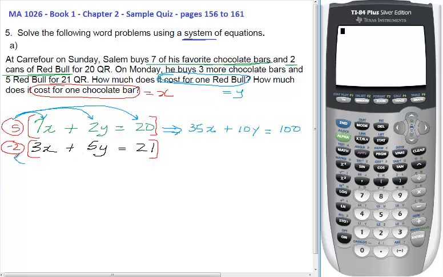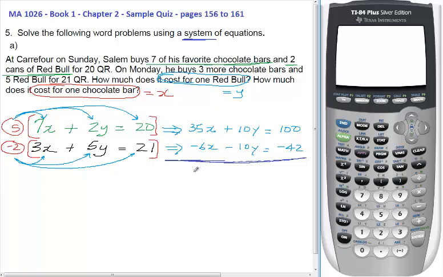Now I'm going to repeat that with the bottom equation. -2 times 3x, I got -6x. -2 times 5y, that's -10y, equals -2 times 21, which is -42. So you can see I have both equations rewritten. Now we're going to add those equations together, and hopefully something cancels if we did it right. Let's have a look. 35 subtract 6 leaves me with 29x, and yes, look at that, the y's cancel. 10y and minus 10y cancel, equals 100 subtract 42, which is 58.